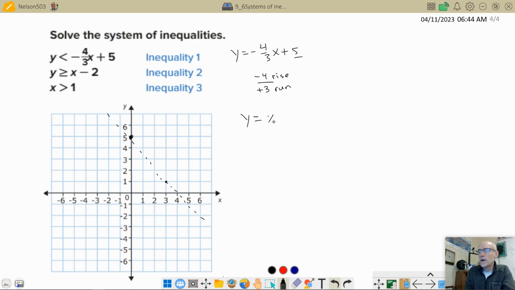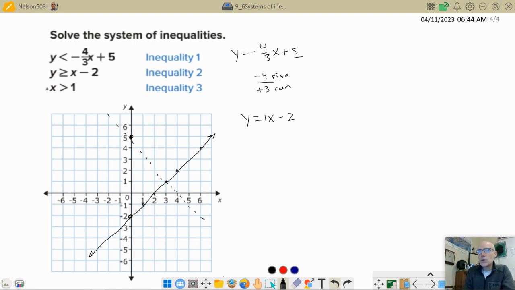Y equals x minus 2. Okay, slope of 1 and a y-intercept of -2. So let's go up 1 over 1, up 1 over 1. Let's go up 2 over 2. Okay, that just saved myself some time here. Over 2. Okay, now I'm going to connect those with a solid line on this situation, right? And same going this direction. All right, I'm not shading yet. I'm just getting the boundaries in.